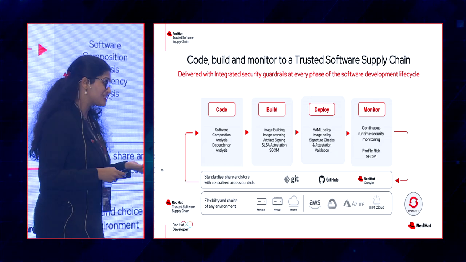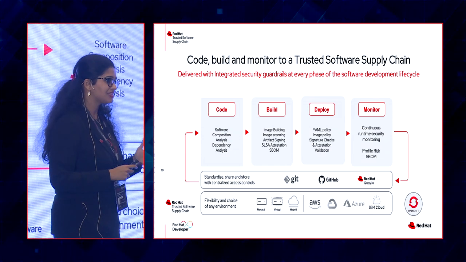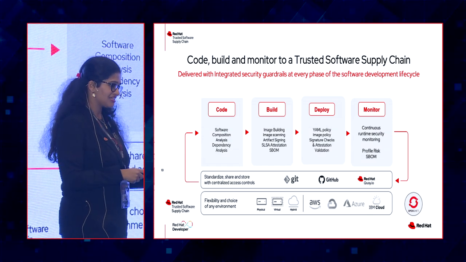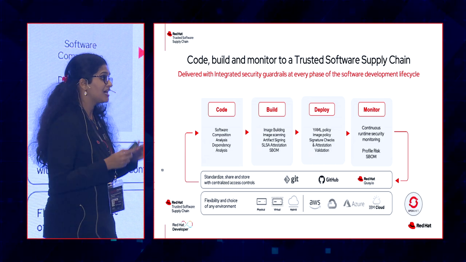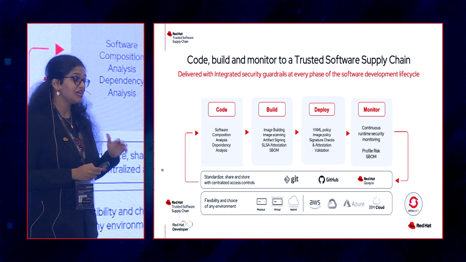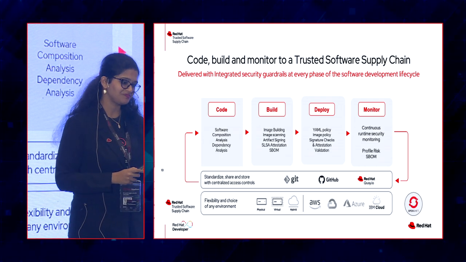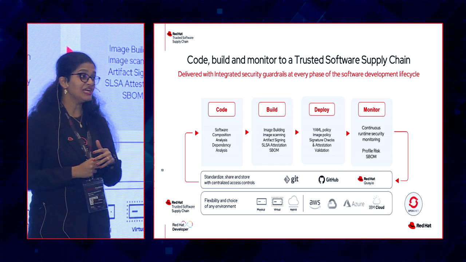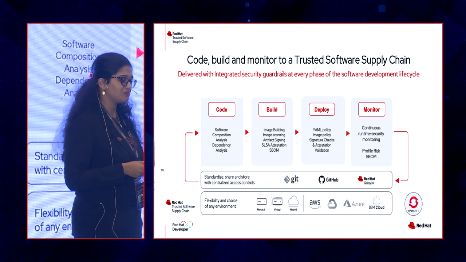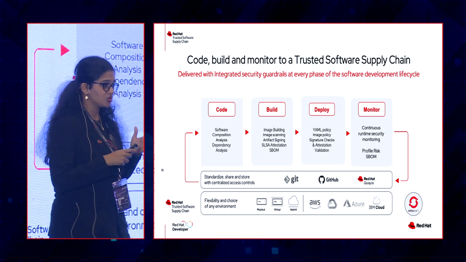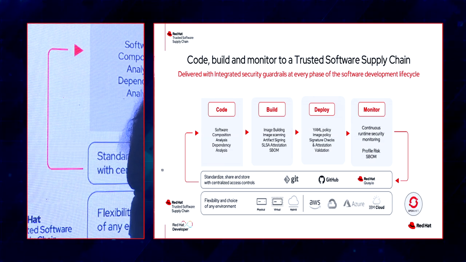The higher the level of SLSA, the more trust it gives the customer that what we are saying is what we are delivering. SLSA level 3 affirms that the software artifacts which we are delivering are authentic and trustworthy. Going to the deploy phase, we provide you an open, immutable ledger where you can store your software artifacts, and it is made sure that they are not tampered with.